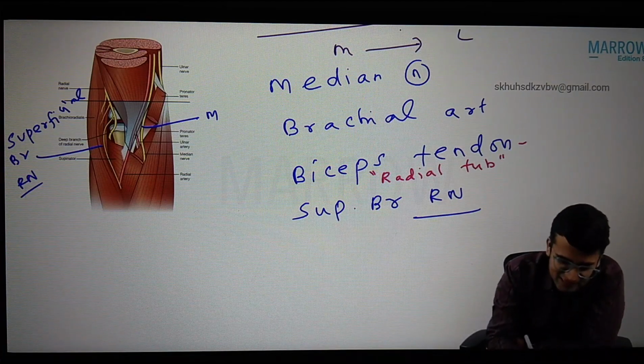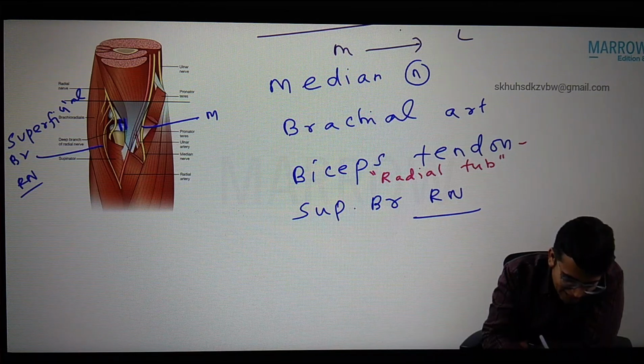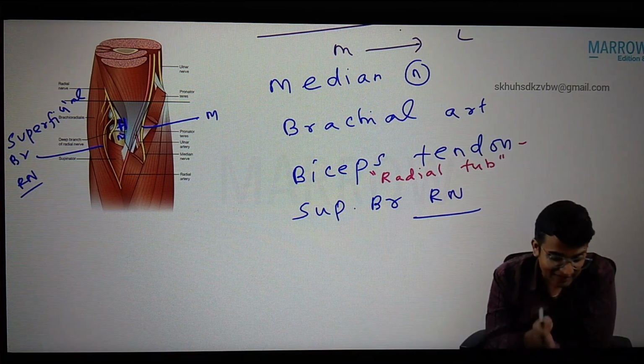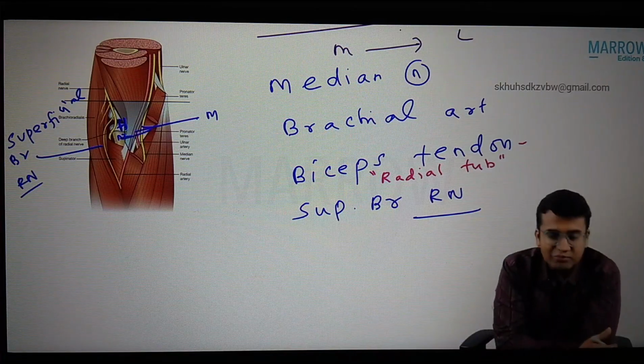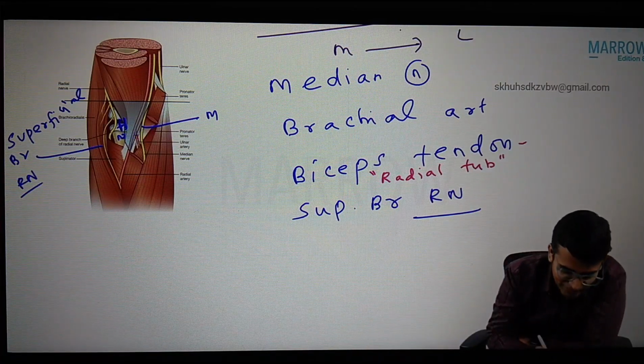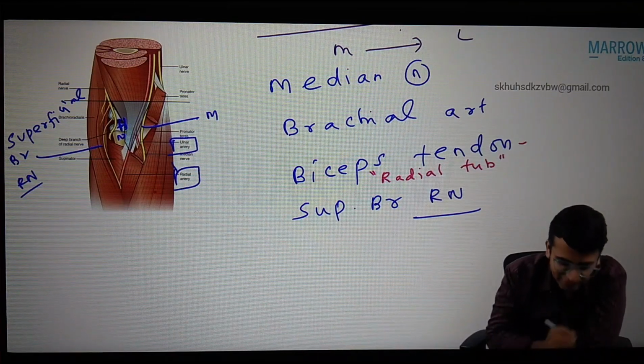This is the head of the radius. I am marking H here. Now below that, this is the neck of the radius bone. At the level of the neck of the radius bone, the brachial artery divides into two terminal branches. Can you see the diagram? Yes. This is our ulnar artery. This is our radial artery.